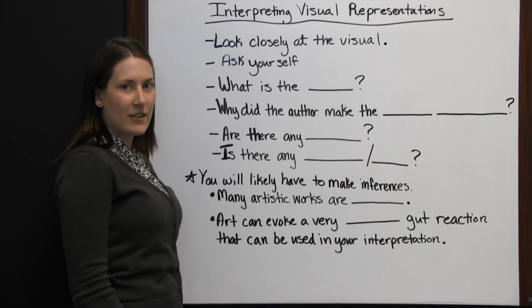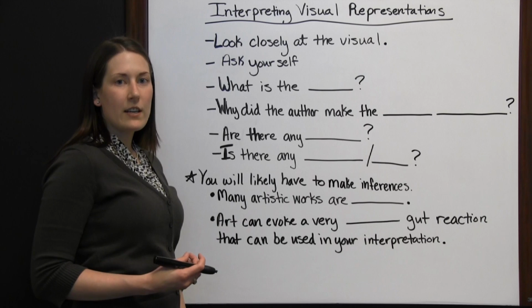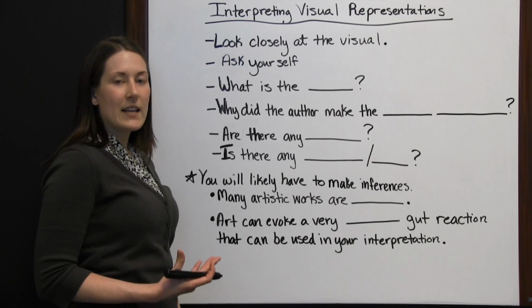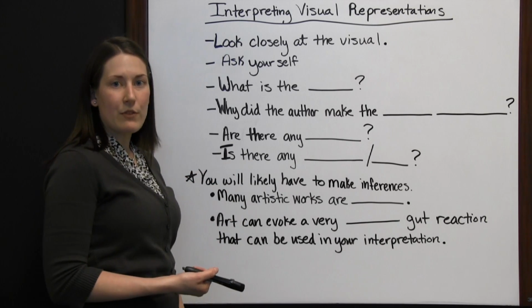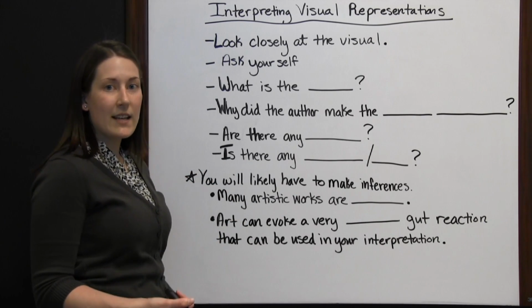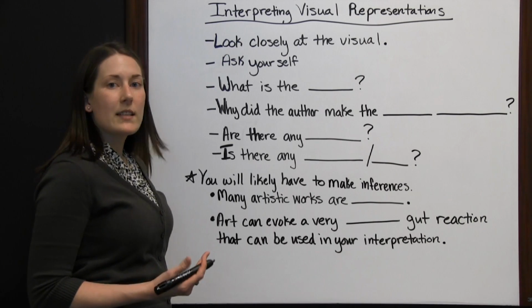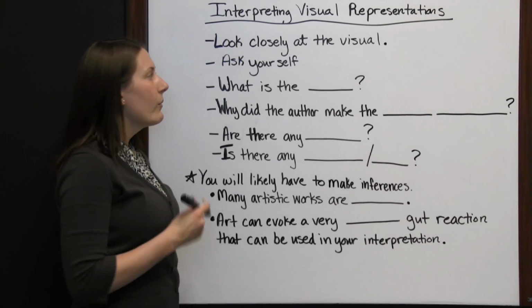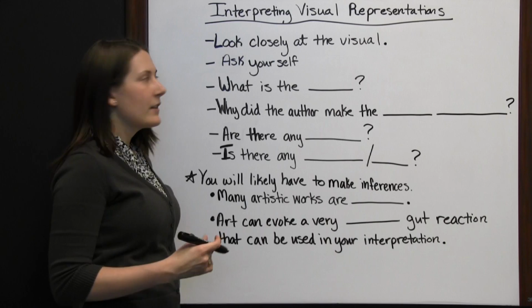Interpreting visual representations. When you read a text and interpret it, you're going to read it very closely so that you can draw conclusions based on what you read, and that's how you form your interpretation. The same is true when you're interpreting a visual representation. You can use the text surrounding the visual to help you figure it out, but a lot's going to come from the visual itself. So look closely at the visual. What is the picture actually of? What's trying to be told here?